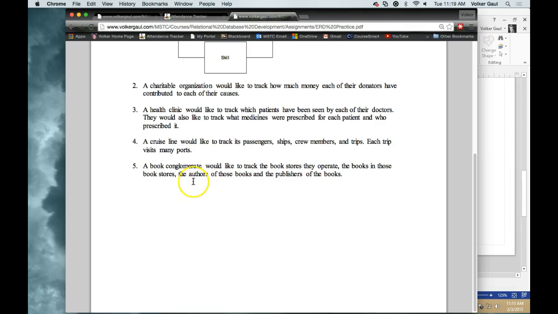Okay. A book conglomerate, meaning, what's the big book? Barnes, thank you. Barnes and Noble would like to keep track of all the stores that they have and the books that are in those stores, who wrote the books and who published them.